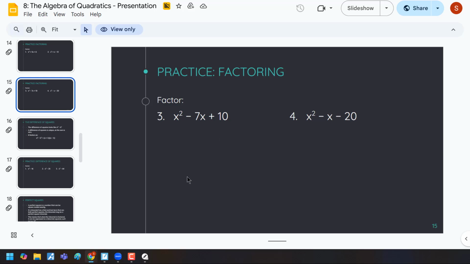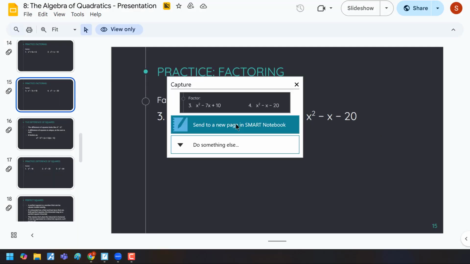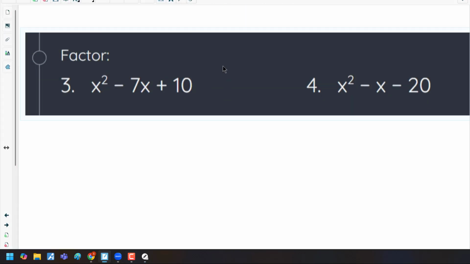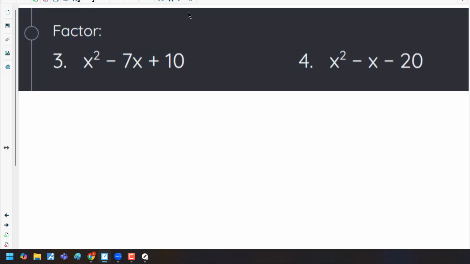Yeah, I guess we're doing more practice. Okay, yeah, I think I might go a little bit quicker.